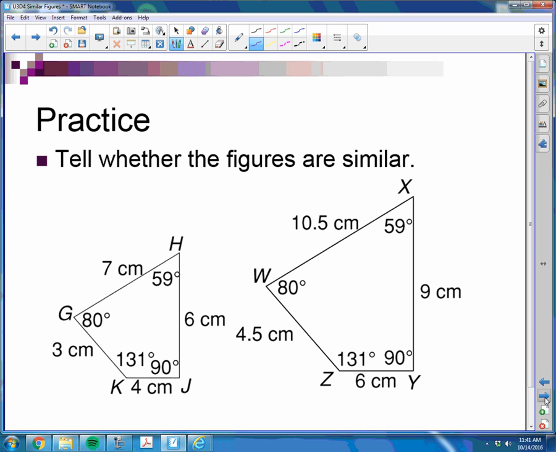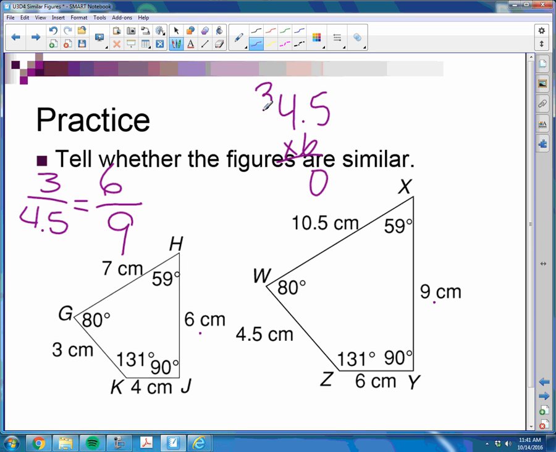Is the same fraction 6 to 9 and 3 to 4.5? Is that the same? Yes. Everyone sit and watch. Let's set one up. 3, what's its corresponding side? 4.5. And let's set it equal to, pick 2 more corresponding. 6 and 9. Now watch. What's 9 times 3? 27. 6 times 4.5 is 27 also. So they are similar.